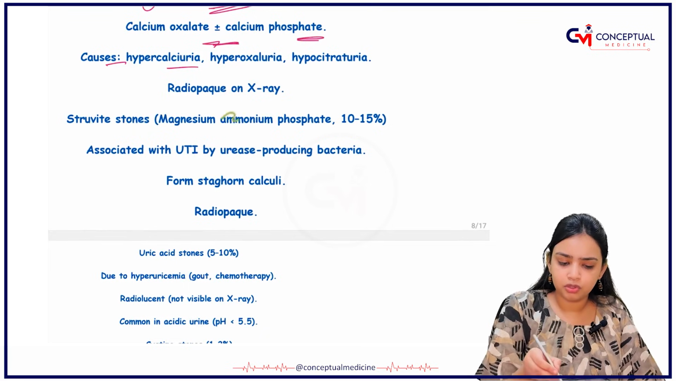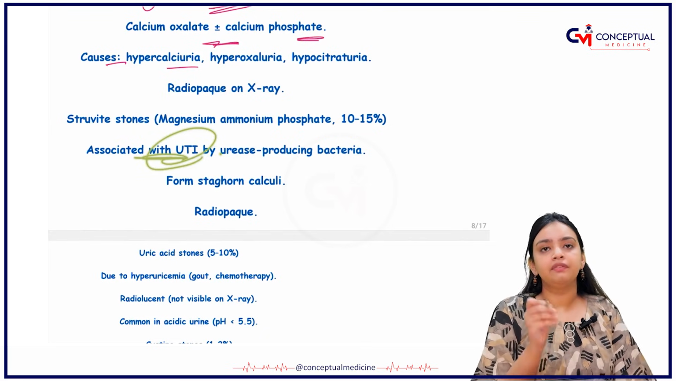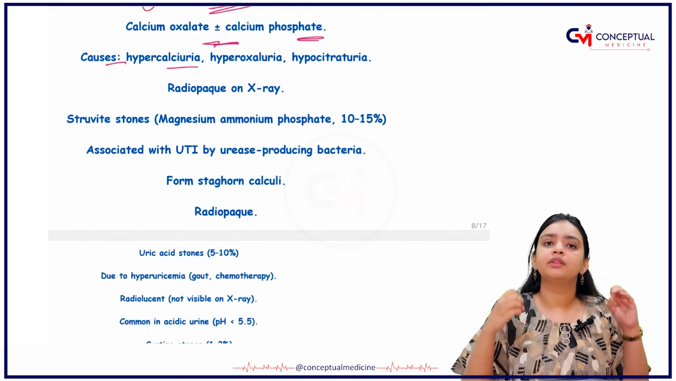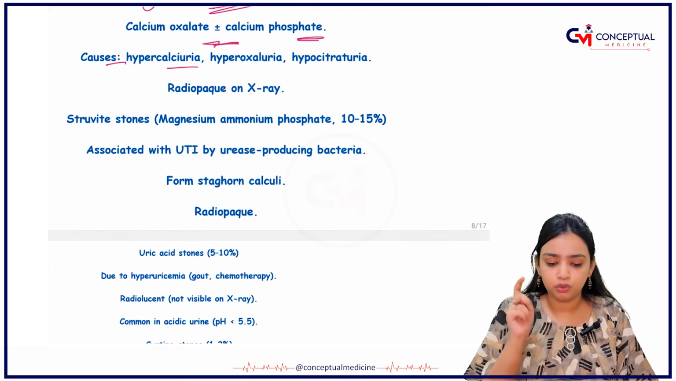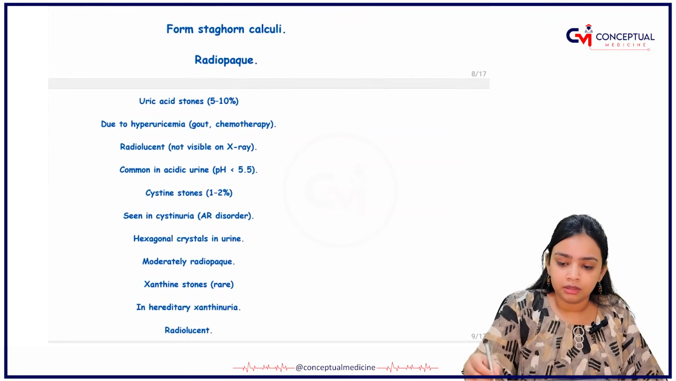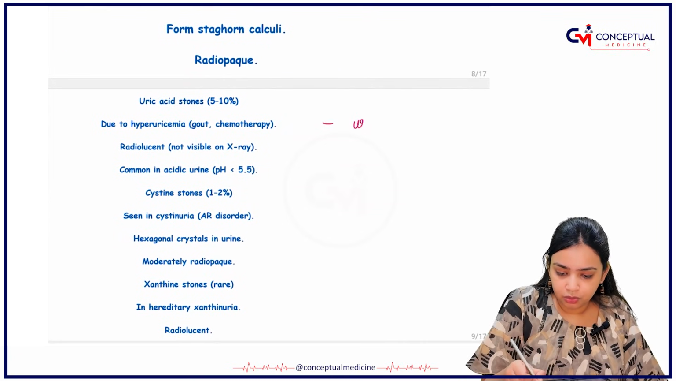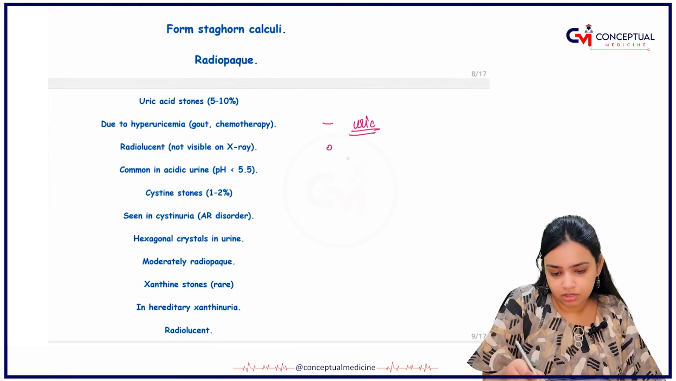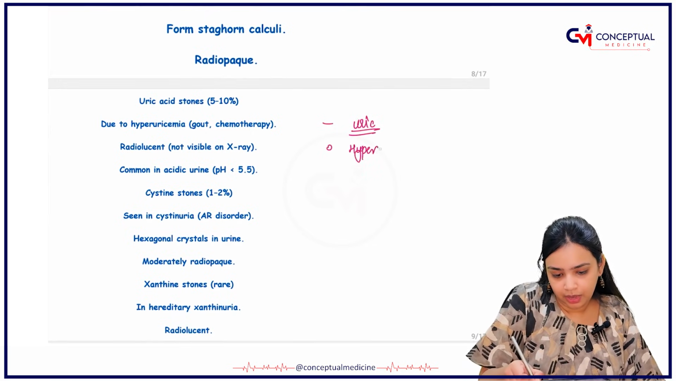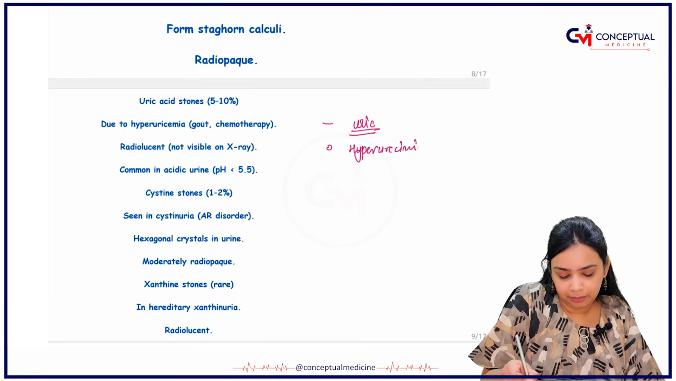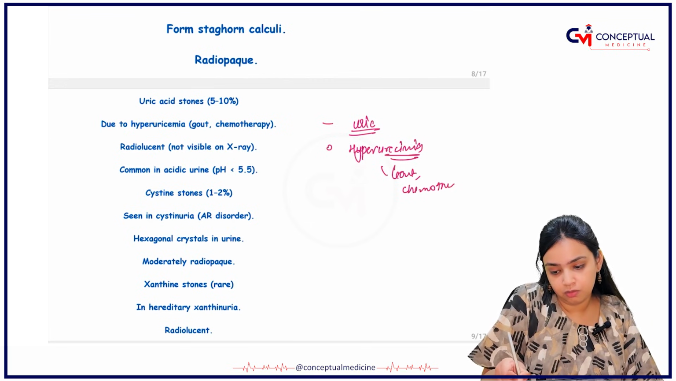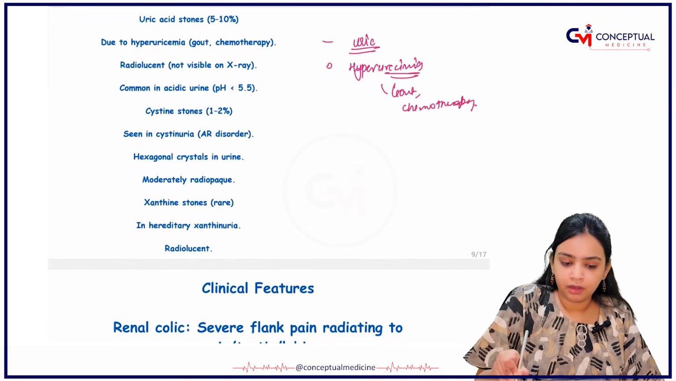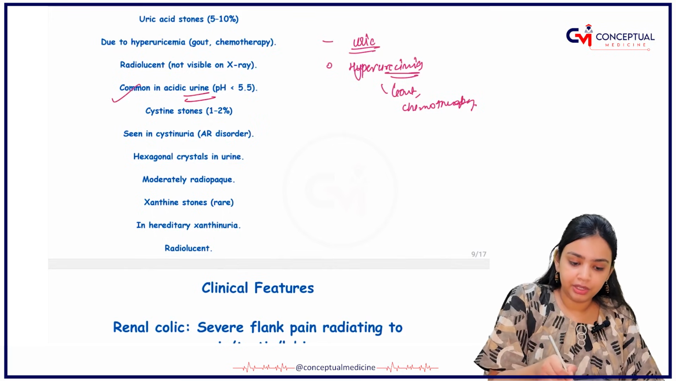Then you have Struvite stones. They are associated with UTI. If in the case they will give you that the patient is suffering from UTI, the first stone that should come to your mind is Struvite stone. Then next you have is the Uric stone. Uric name is only suggesting that it is due to the hyperuricemia, right? Like the condition of gout and chemotherapy, if the patient is on chemotherapy. Most common in acidic urine.